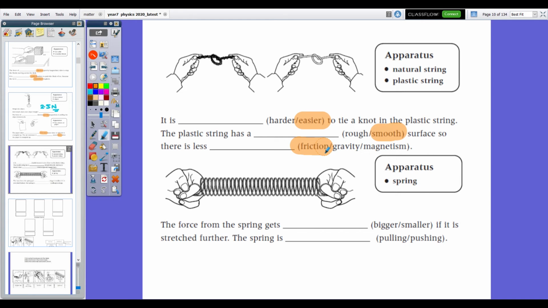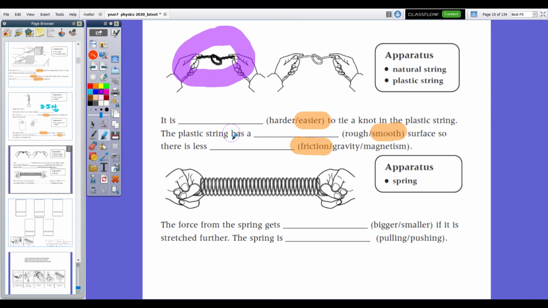Generally, with this rough string over here, you're going to get resistance from all the little fibres pulling it together. Obviously it depends on exactly which type of string you're using, but the idea is that when it's smoother, again, we get less friction.